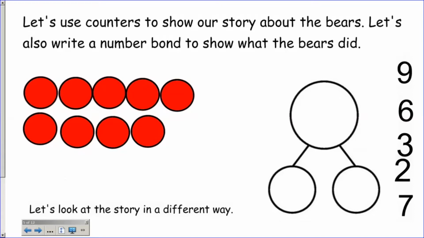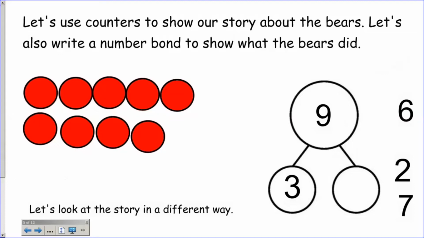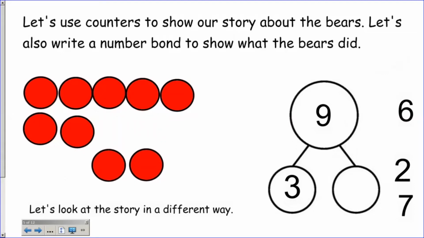Now, we know that there were 9 bears in the forest. 3 bears went to the cave to sleep. So I'm just going to take away 3 counters to show that part. Now, how many bears went looking for some honey? Well, let's take a look at this part. 5, 6. That's right. 6 bears went looking for some honey. Very good, boys and girls.